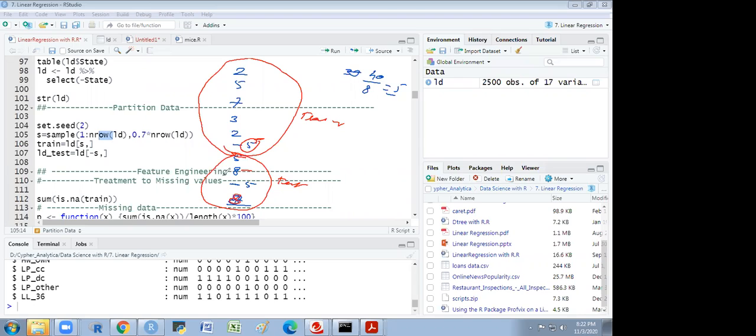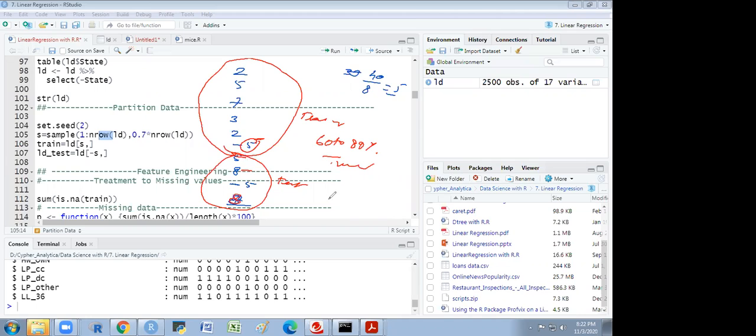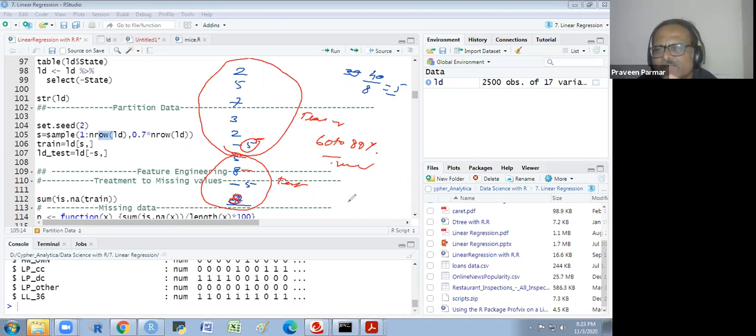Is there a condition that we have to take 50% of data for testing and training, or randomly? No. We have an option that 60 to 80% we consider for training, and the remaining we use for the testing. Okay, sir. Not 50-50, between 60 to 80%.